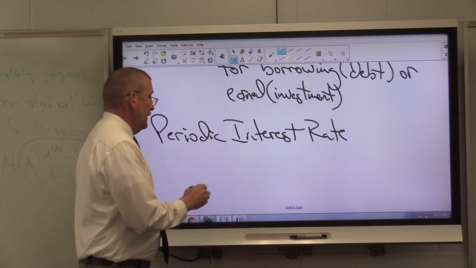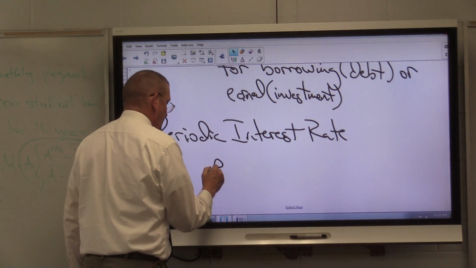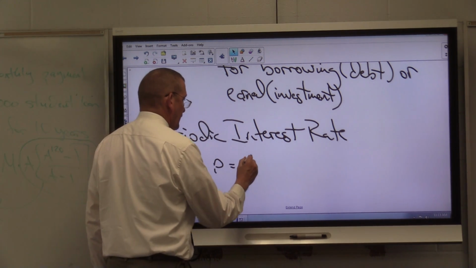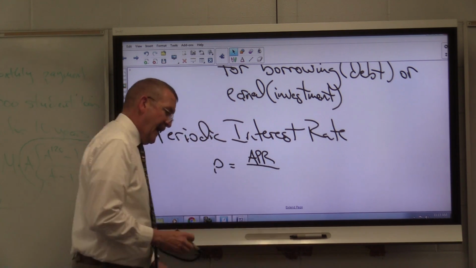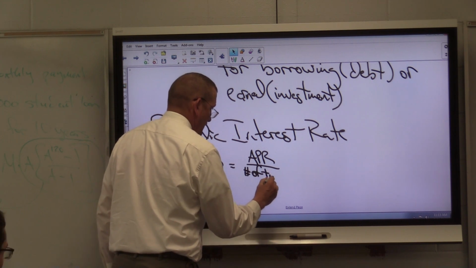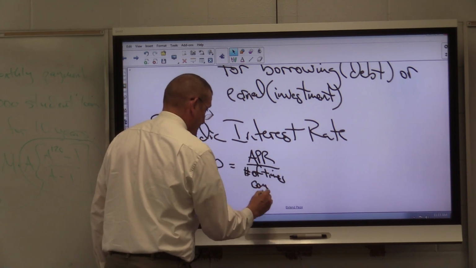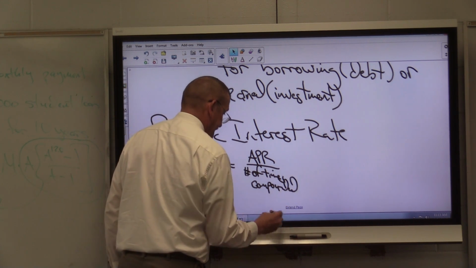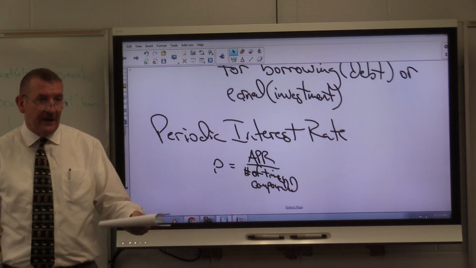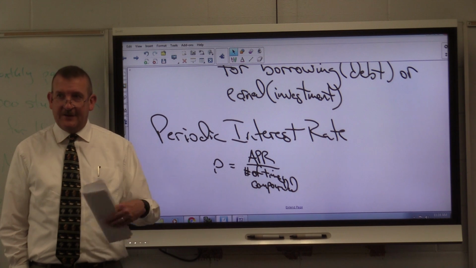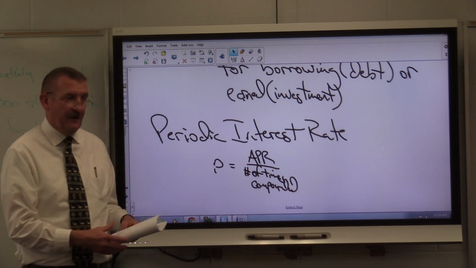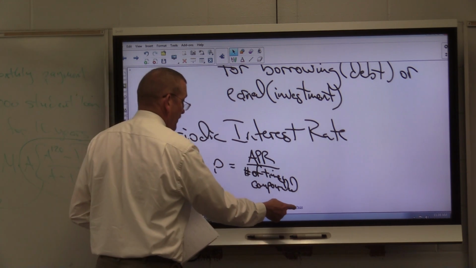Now, the periodic interest rate, which we're going to use lowercase p, is equal to the APR divided by the number of times it's compounded. When you get a credit card bill, they will have the periodic interest rate in there. In your bill, you flip it over and you'll see this was the periodic interest rate for this month.